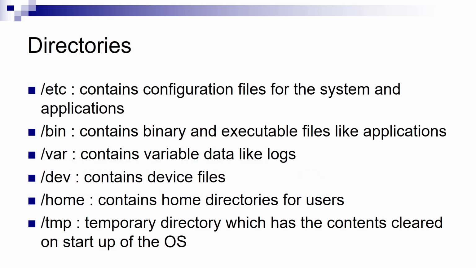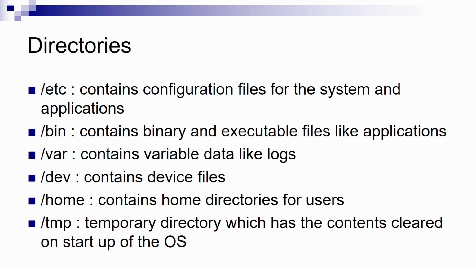And here are a couple of directories that you will find exactly under root. These are pretty much the ones that you will come in contact with a lot. First is etc, and this directory contains configuration files for applications and for the system itself. You also have bin, and this contains binary and executable files like applications, for example. Then you have the var folder, and as the name would suggest, this folder contains variable data like logs.